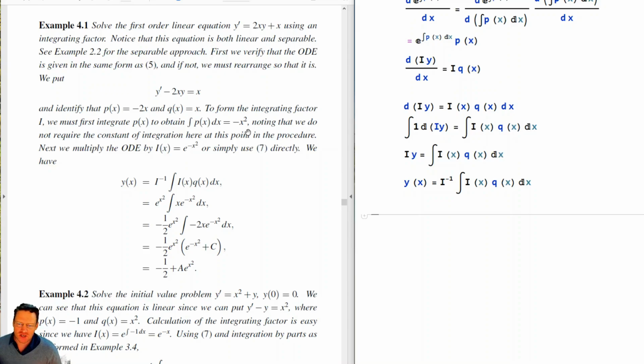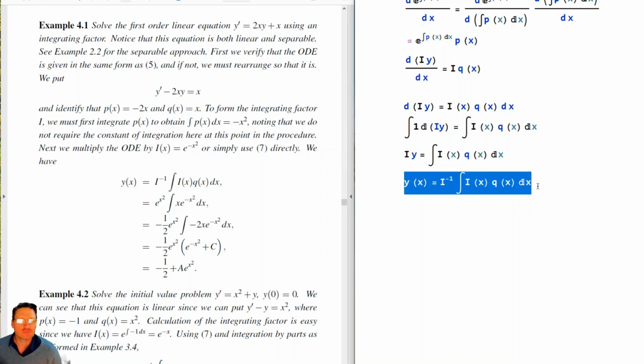Okay, next we could just use this equation 7 directly. Or you could go and follow the procedure that we did on the previous page. You could follow that again if you want. Or you can just use 7 directly. Okay, so in this case, we'll just use equation 7 directly. So 1 over I, or e to the power of minus I, is just e to the power of plus x squared. So that's what we will have in front of our integral. And now next to that, we've got to integrate the integrating factor times q of x. So in this case, it's x for q of x. So we have x e to the minus x squared that we have to integrate.